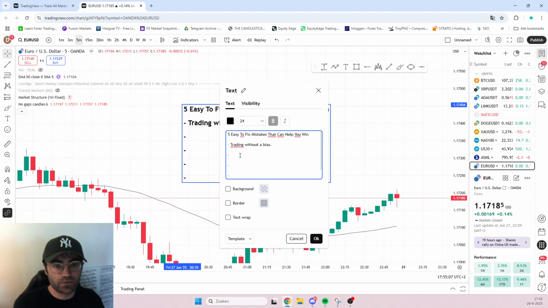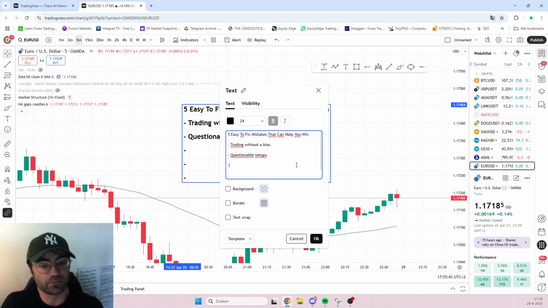All right, the second mistake is questionable setups. Basically, this is a double sort. This is like double, because if you trade and you're not 100% sure about your trade, then you're basically gambling. Also it messes with your mental, because if you know that you shouldn't have taken this trade, then you're going to be stressing more about it. If you lose, you're going to be like, yeah, I shouldn't have taken it. If you win, you're not even going to feel that amazing about it.